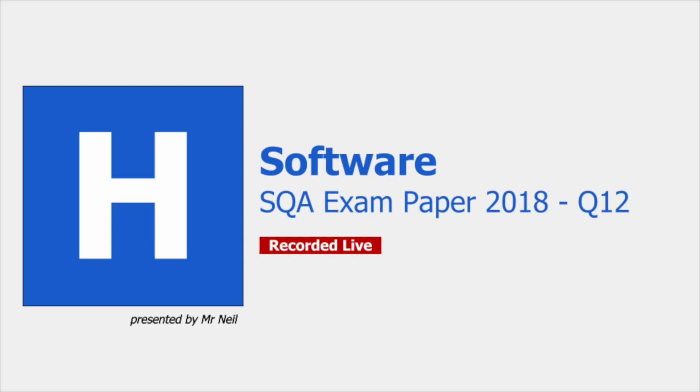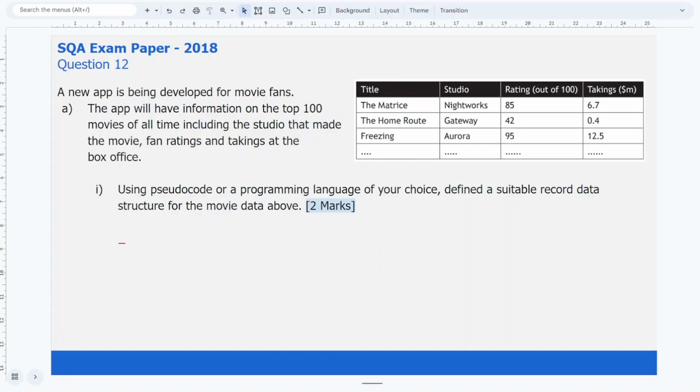Hello there. In this video we're going to look at question 12 from the 2018 Higher Computing Science exam. This question required candidates to implement an array of records. As you're watching this video you may wish to work along with it and pause it at certain points. So we start with the preamble.